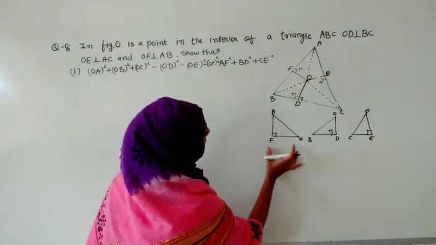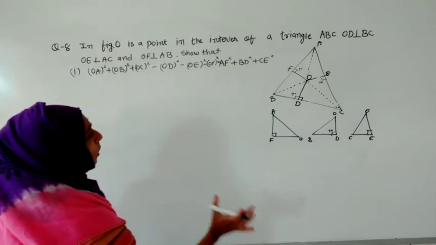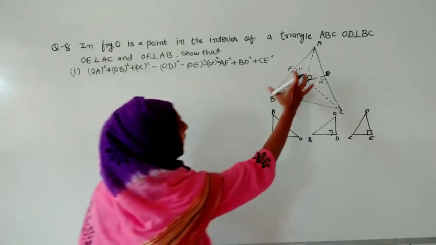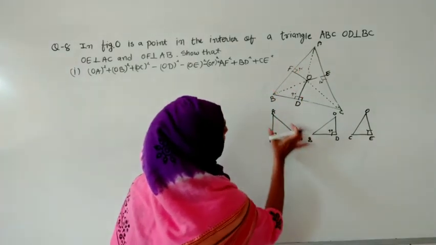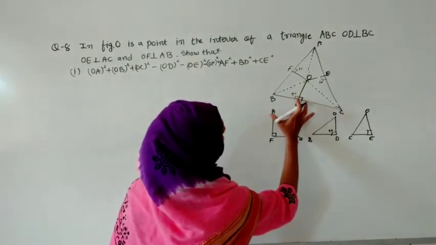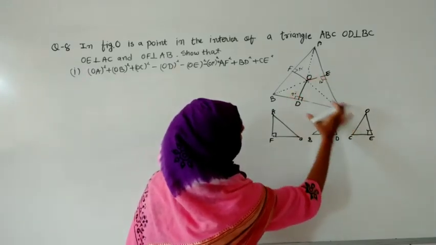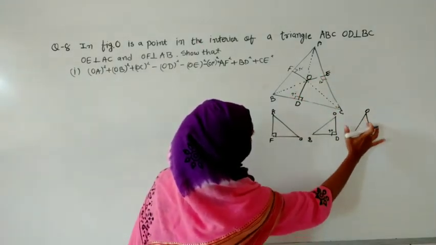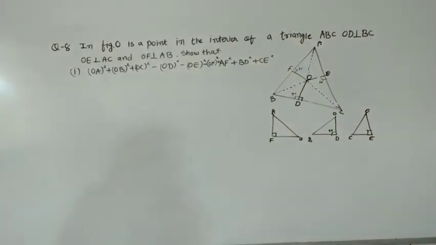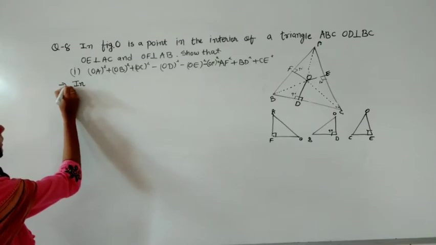Then I have written separately that I want OA square. So this is the concept of Pythagoras law. Here F is 90 degrees, so OA will be the hypotenuse, so I have drawn this. As well as over here D is 90 degrees, so I have taken BO as the hypotenuse. And in the third one, E is 90 and OC is the hypotenuse. We just have to apply Pythagoras law in a proper manner. So let me begin the answer.